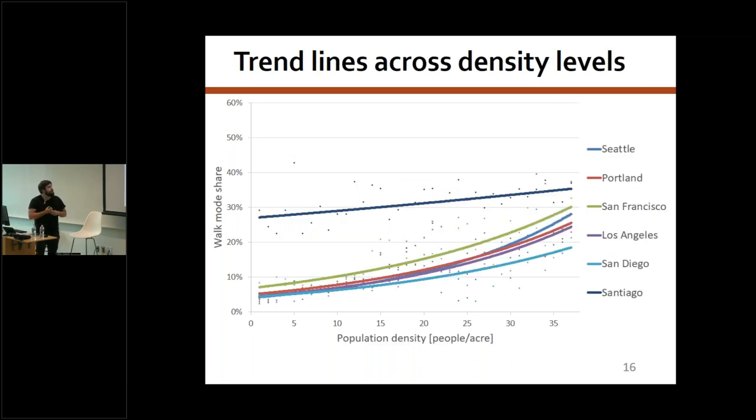And this shows you the trend. This is just the graph and a trend line, so don't think of this as a model. It's just to put a line and see how similar the behavior is in the American cities and how different it is in Santiago. And of course, as Santiago is a denser city, the marginal increase of the attributes of the built environment affects the probability of walking less.